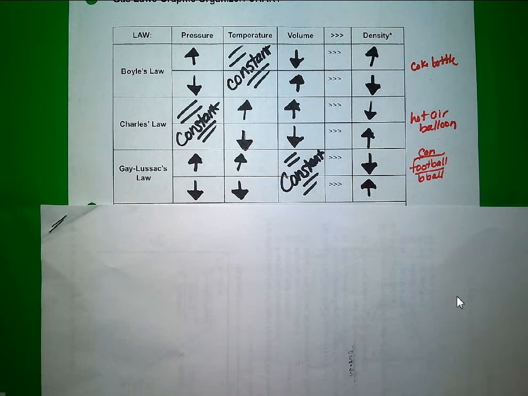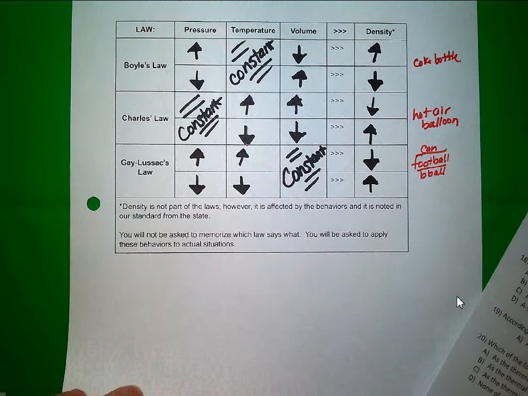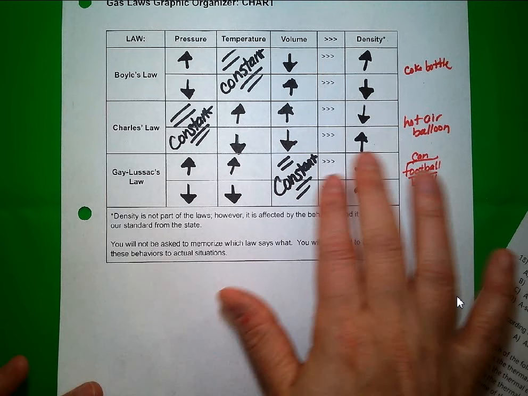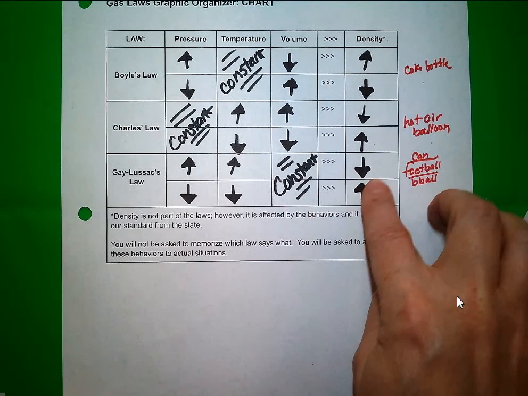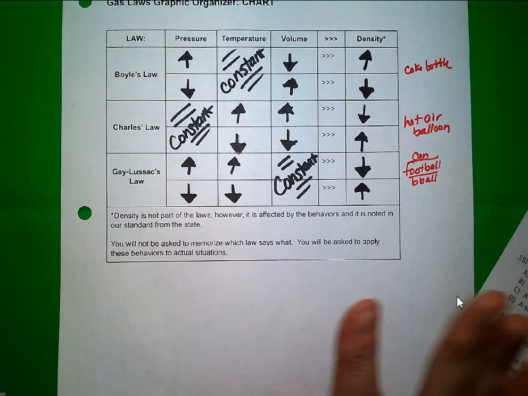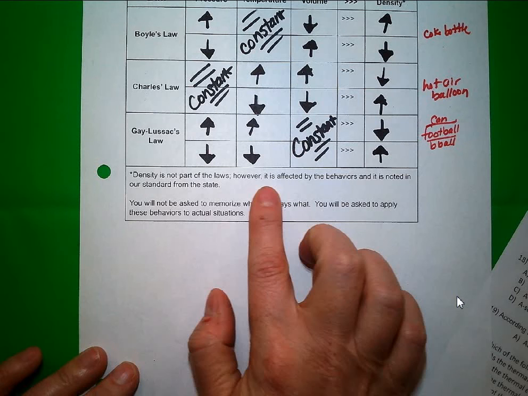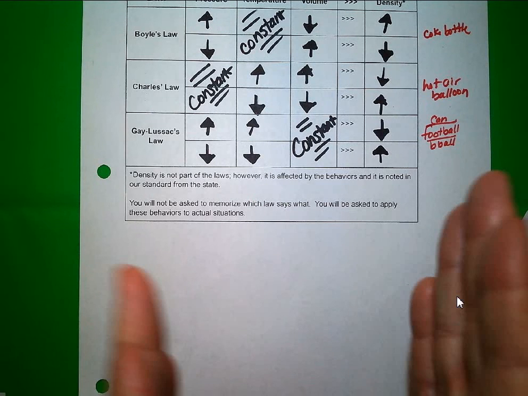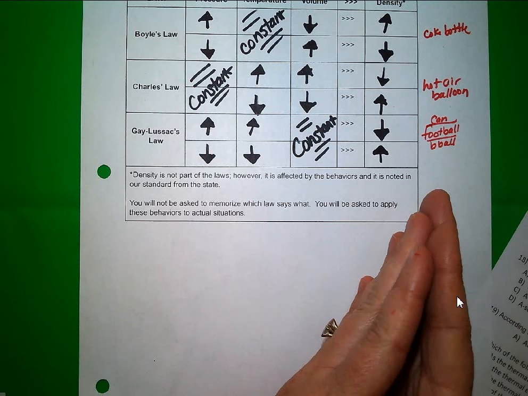All right, so that gets a little bit confusing. I'm sure there are no changes to this part, but I think right here with the density, it's a little bit vague. But again, density is not part of the laws, okay? However, it's affected by that behavior. And again, it's not part of the laws, but the state of Georgia did put it into our standards. So we do need to address that kind of behavior and what it says.